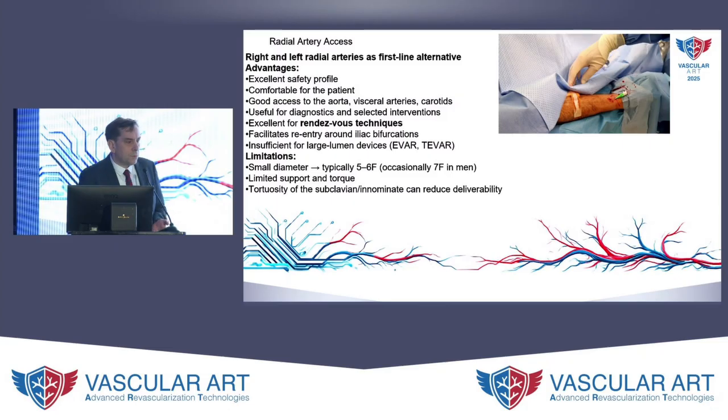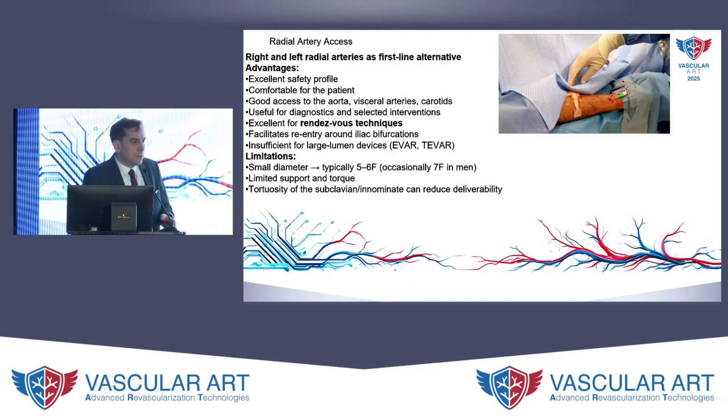So the first, very often made by our colleagues, interventional cardiologists, is the left or right radial approach. It's very simple, very effective, but of course has some drawbacks. The safety profile is excellent. You can use both hands to make a rendezvous, for example, in surgery. However, the diameter is small. You can use 5 or 6 French sheaths, sometimes 7, but it's risky. And you have very limited support and torque. So in chronic total occlusions, usually it doesn't work because of the lack of support.